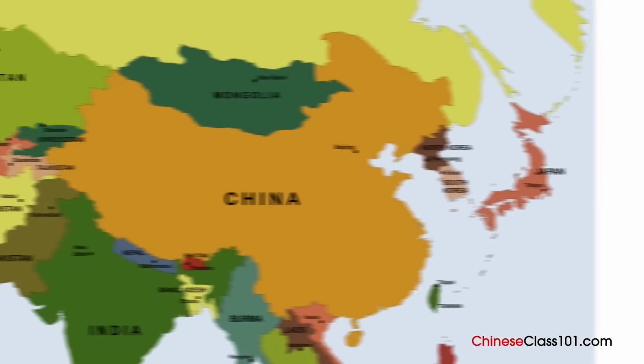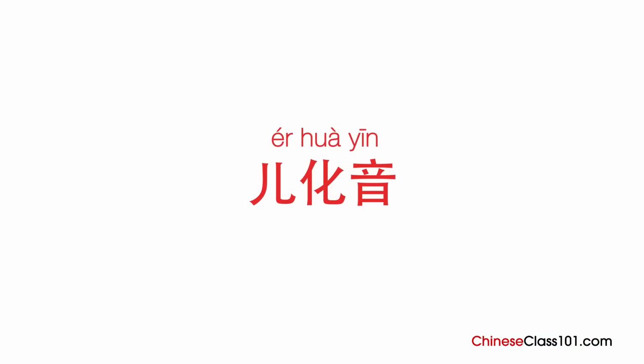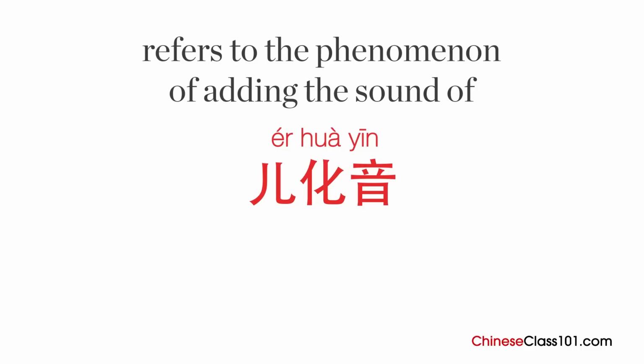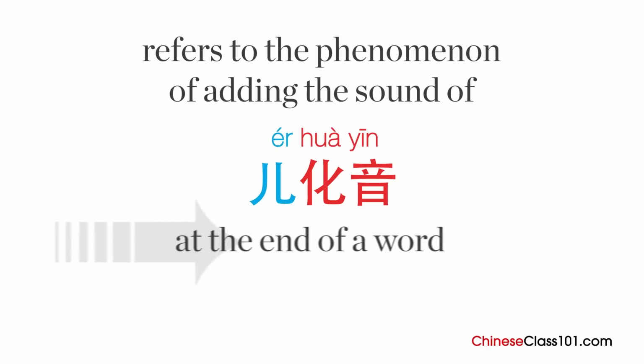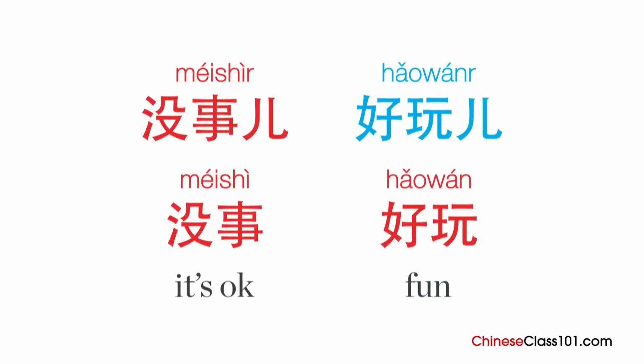Just a side note, people in North China like to use 儿化音 in their speech. 儿化音 refers to the phenomenon of adding the sound of 儿 at the end of a word. For example, people in the South say 没事, it's okay. People from the North would say 没事儿. People in the South say 好玩, fun, while people in North China like to say 好玩.